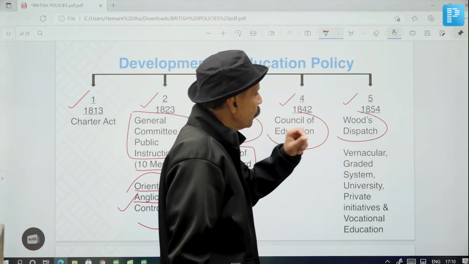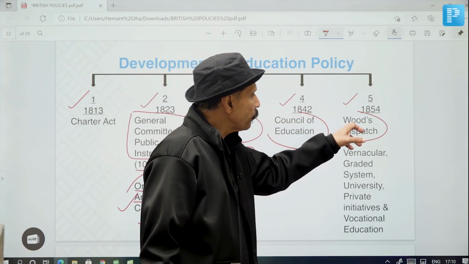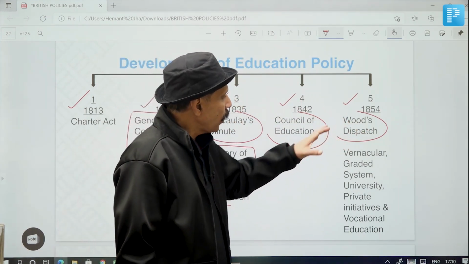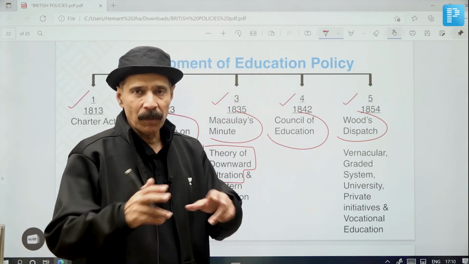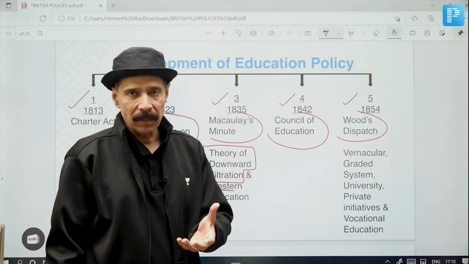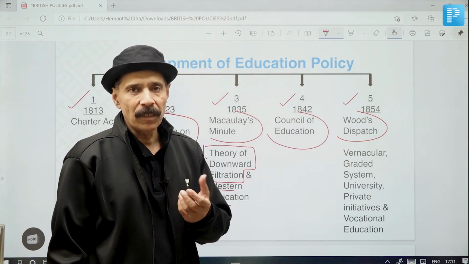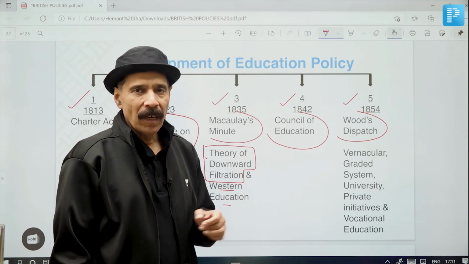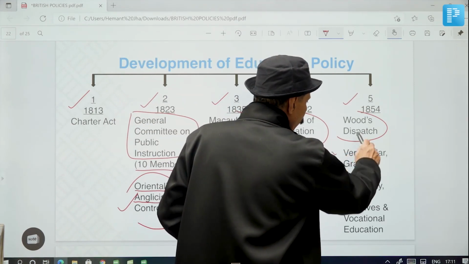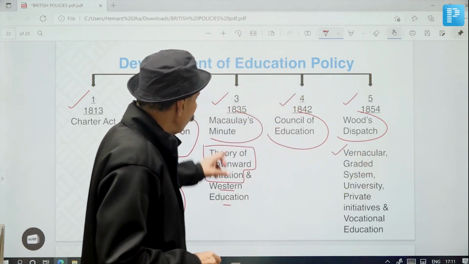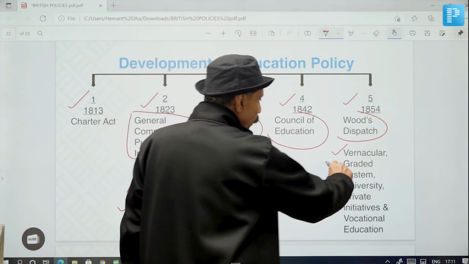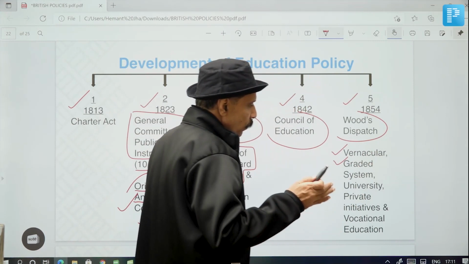The dispatch by Wood, his name is Charles Wood, and Charles Wood presented a very broad framework of education. This is commonly known as the Magna Carta, or the Great Charter of Indian education during the British period. And in this dispatch, we find certain important things like: one, provision for vernacular education, whereas Macaulay's Minute focused on Western education and on English. Two, a graded system like primary, secondary, this way.